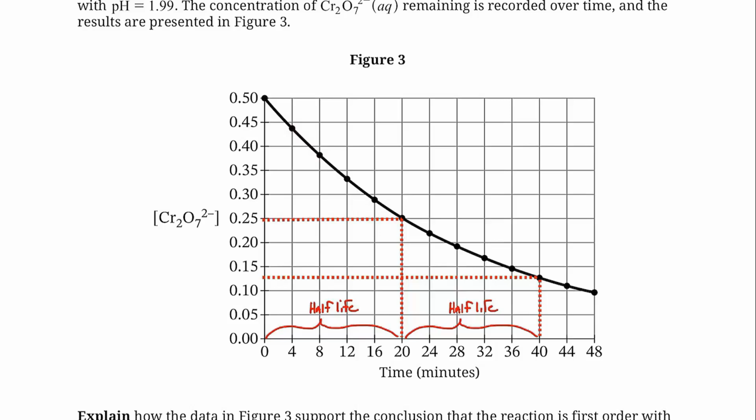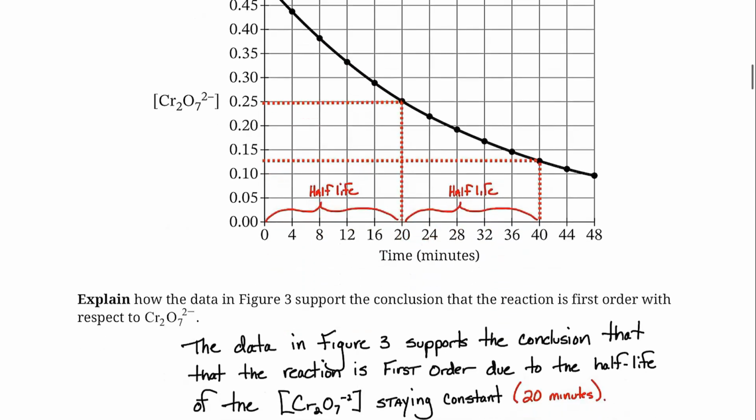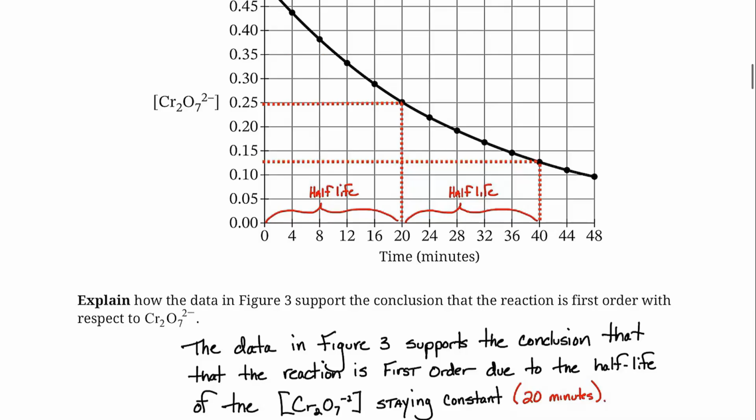But here comes the question. Explain how the data in figure 3 supports the conclusion that the reaction is first order. So they're coming out and saying it's first order, and they want you to use this data. If you look at my work, one of the things that screams out to me is that first order curves have constant half-lives. That's something you have to know. Zero order, as I just drew that straight line, does not, nor does second order. I'll prove that to you with some lines in a second, but you need to know that half-lives are constant in first order.